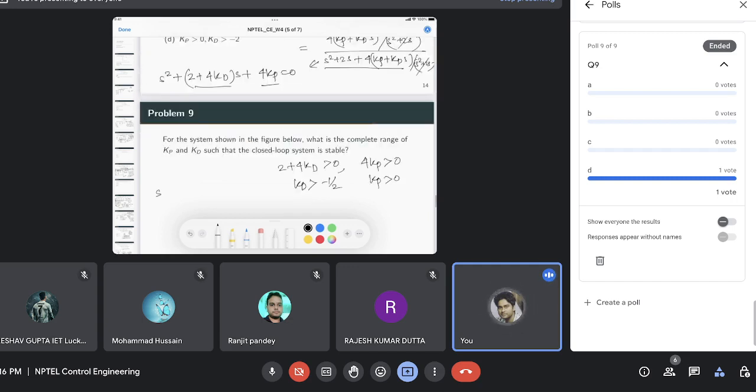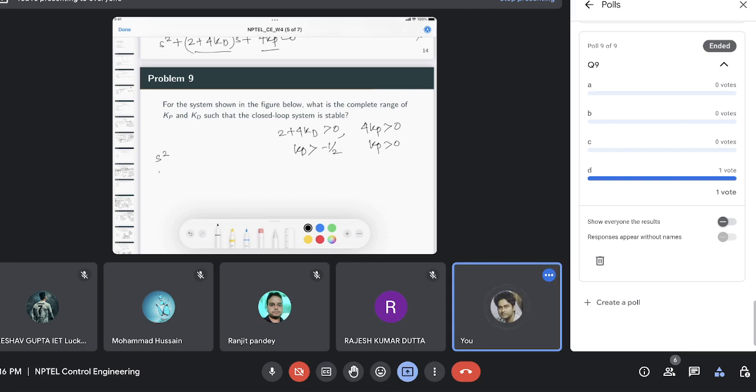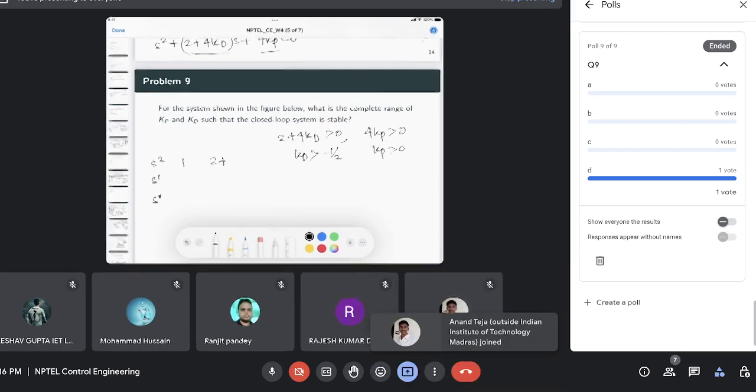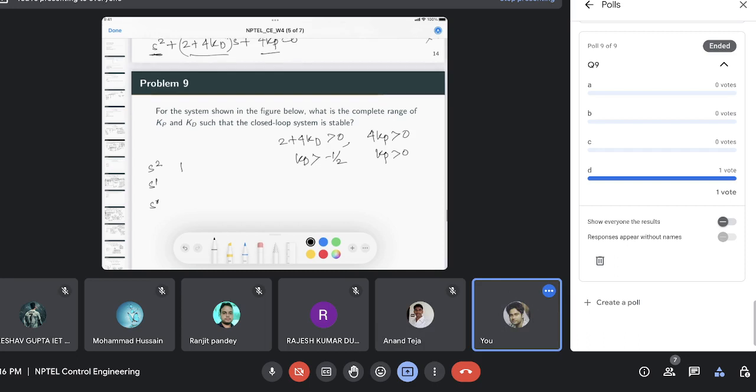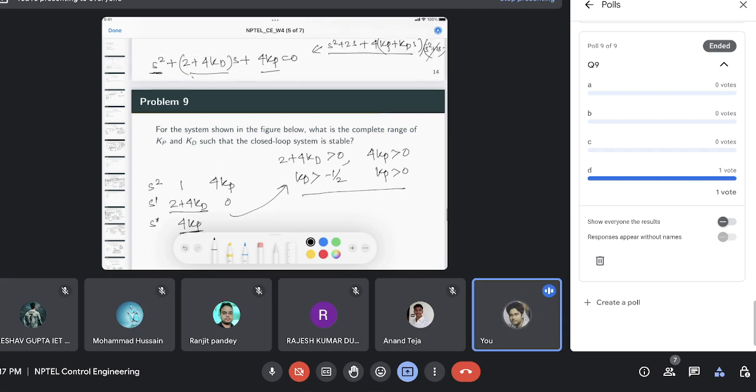So you have a second order system: s2, s1, s0. You have 1, then 2 plus 4Kd, sorry, Kp, skip one term and write the last one: 1 and 4Kp. Then 2 plus 4Kd and 0, and the last will be 4Kp again. You just completed the Routh table. So this should be positive and this should be positive. This is exactly what you can guess from the coefficients, right?